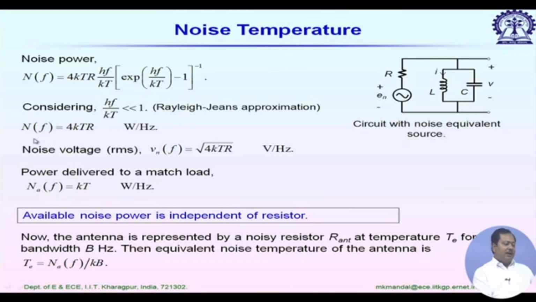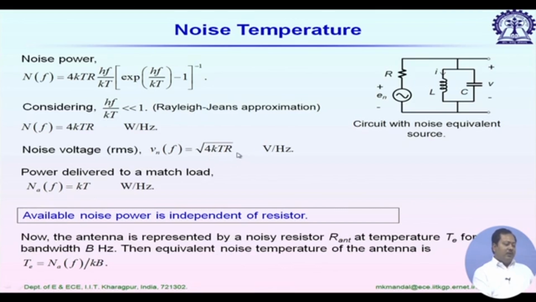So, we have finally then Nf equal to 4kTr. So, this is the noise power available, the noise power generated by the resistor. The corresponding noise voltage RMS value is given by square root of this, 4kTr volt per hertz. We are not considering any bandwidth. So, if we consider the noise power over some given bandwidth B, then we have to introduce a bandwidth term here, and it will become square root of 4kTr into B.